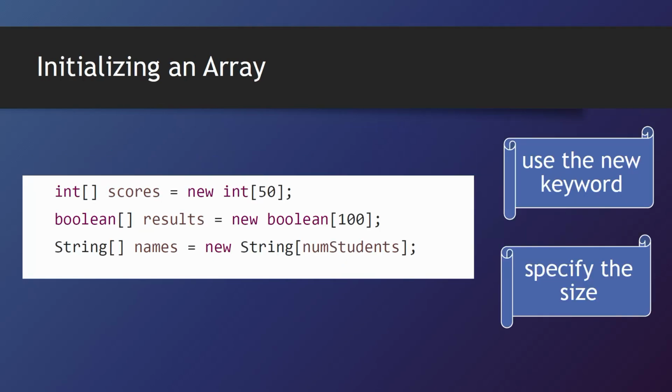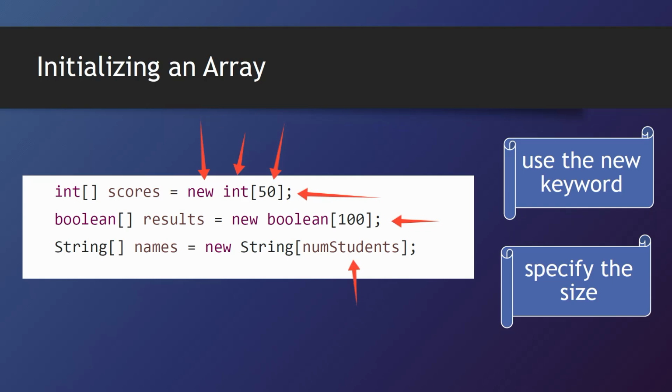To initialize an array, you use the new operator, the base type again, and then the array size inside of square brackets. Initializing an array allocates a contiguous space in memory for this many elements of the base type. In this example, we allocate space for 50 integers and 100 booleans. You can also use any int variable for the size, such as numStudents.